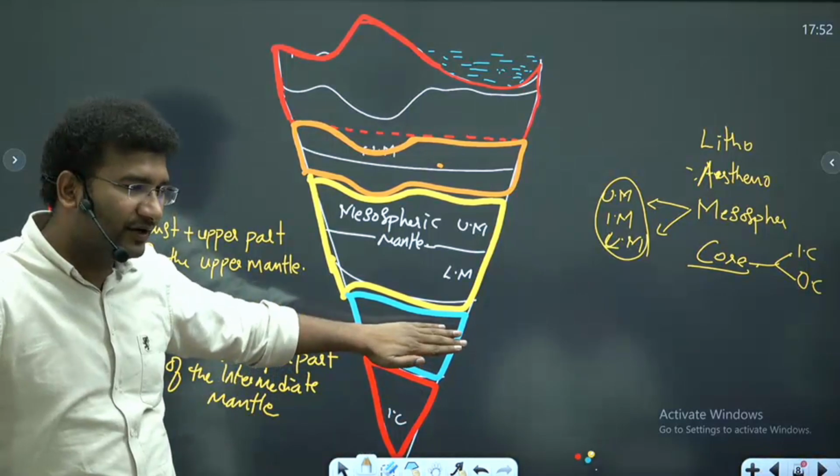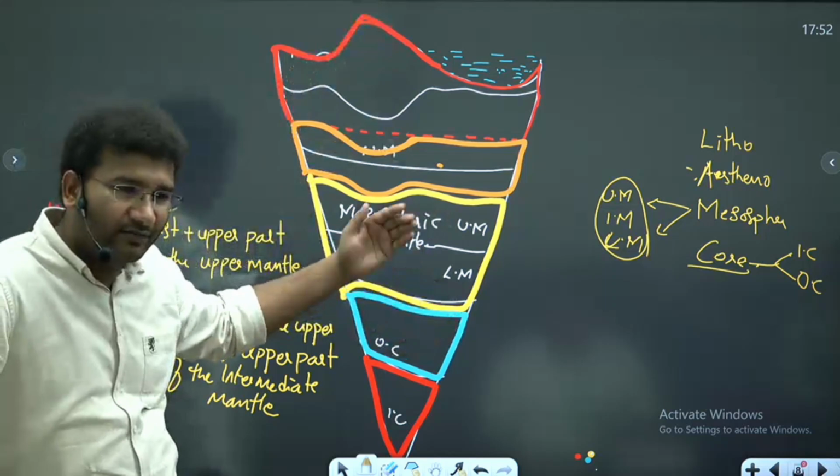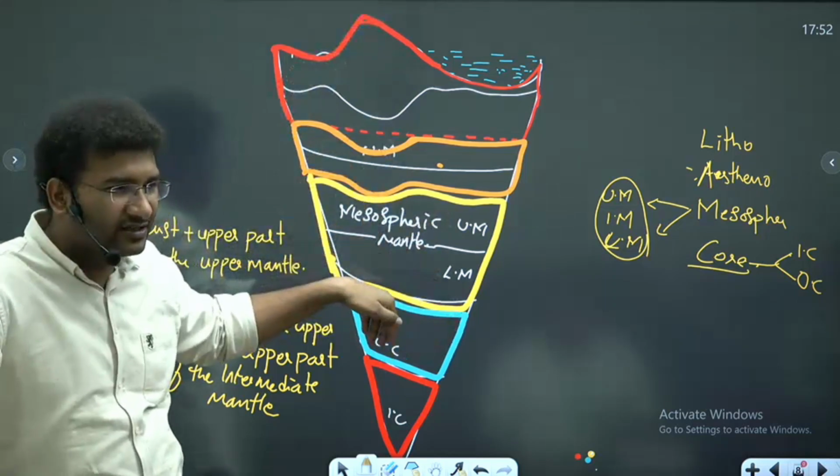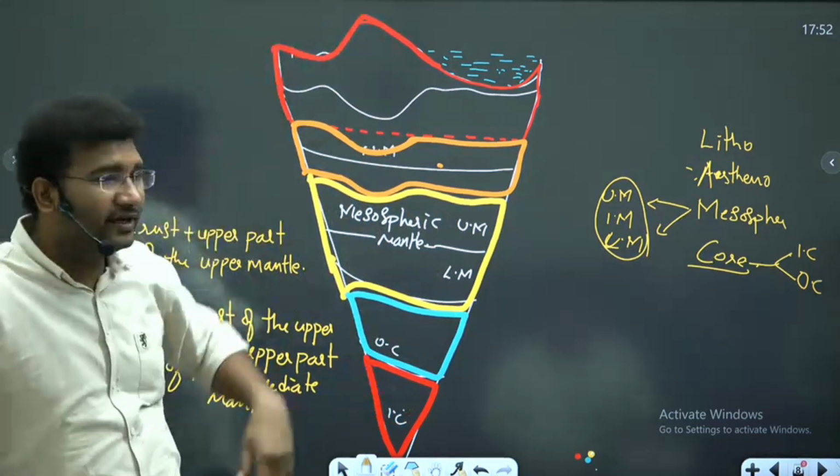Now why is this liquid? Because this is made up of nickel and ferrous. There's so much weight. At this weight and pressure, you'll see the materials are a little impure as compared to this inner core. This is how the internal structure is.